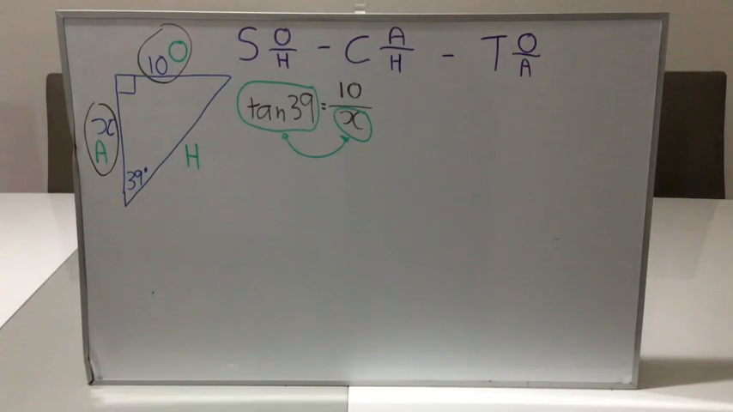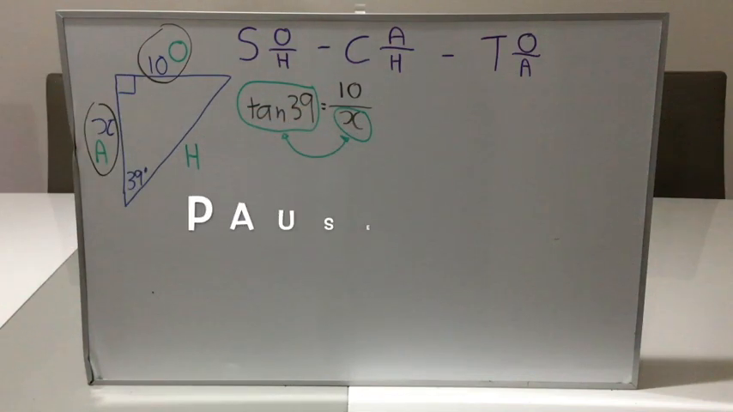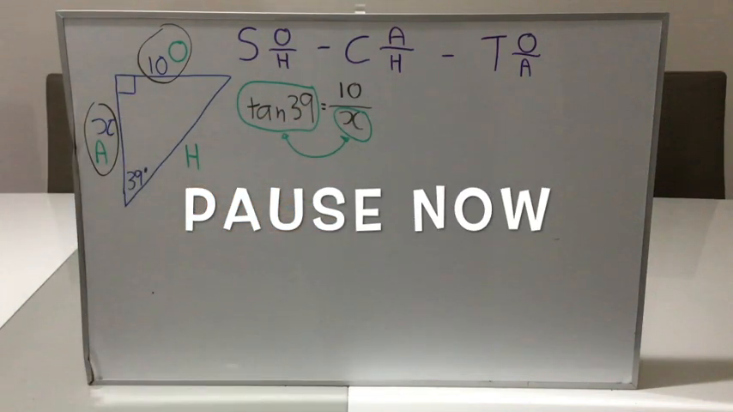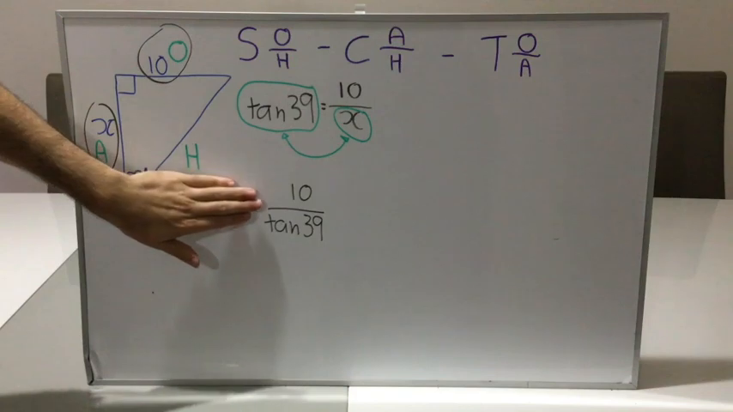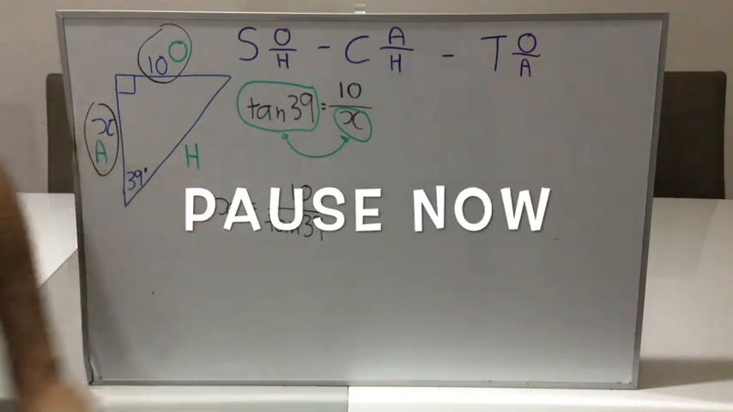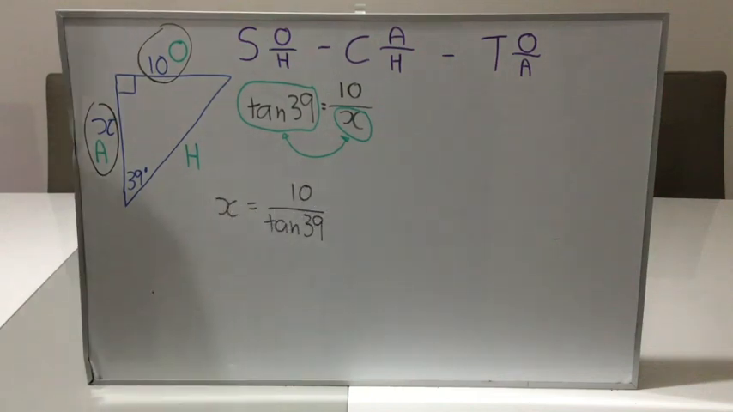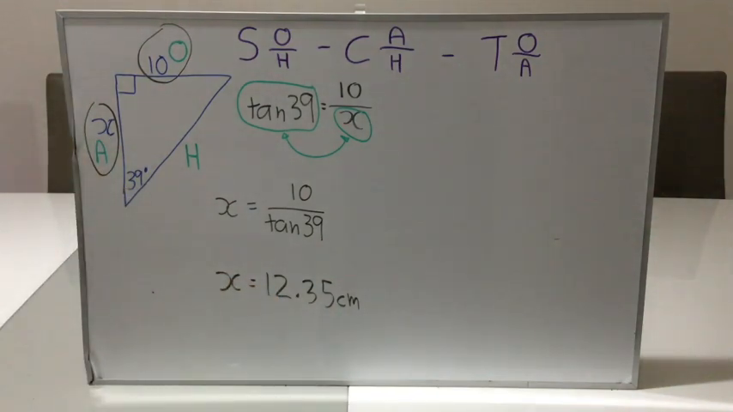Alright, the instructions are telling us that that x on the bottom has to swap with everything on the other side. Do that now and write down what it would look like. Here's what it looks like. Now your calculator will do the rest. You don't have to type in the x equals part. You just type in 10 over tan 39, give the answer to 2 decimal places. The correct answer is 12.35 centimetres. Now you had to round this one up, so if you got 12.34, it means you made a rounding mistake. I'll give you one more example, then we're done.